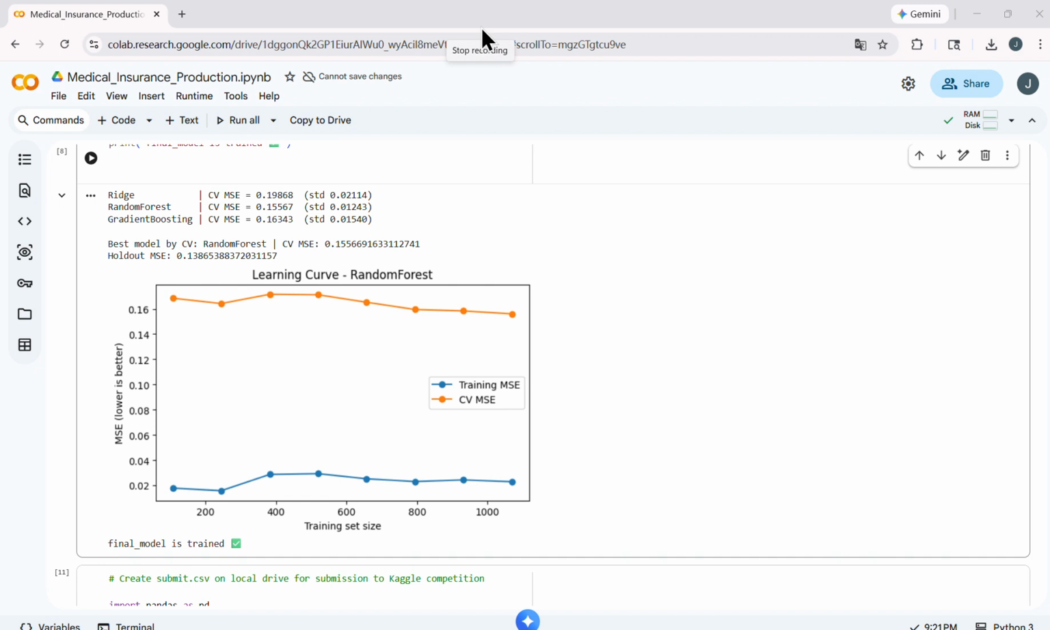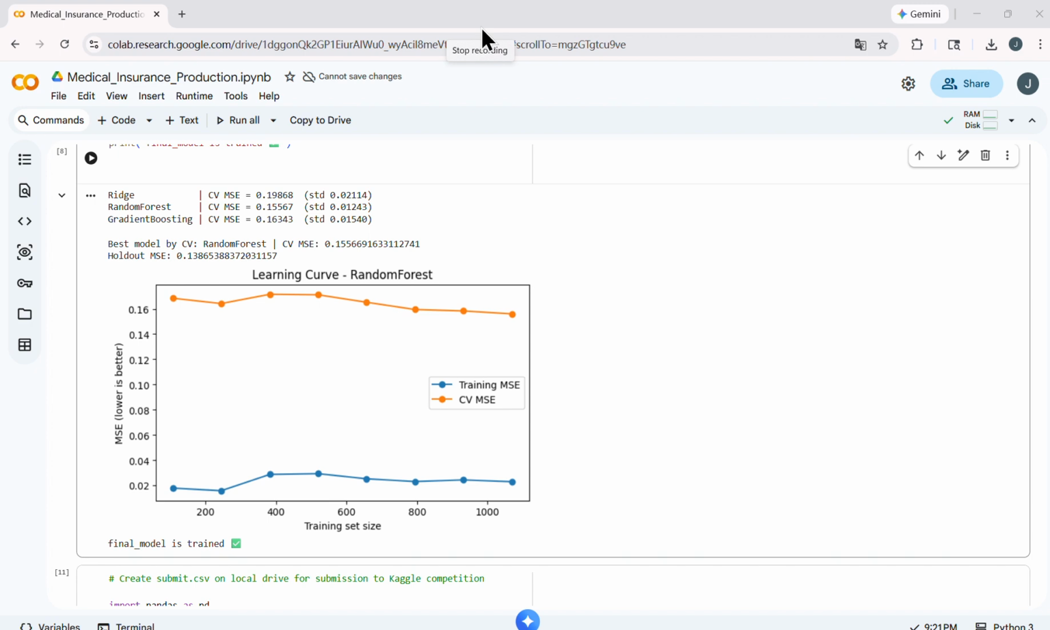To improve performance, I first examined the distributional properties of the target variable, medical insurance charges. The target exhibits strong positive skew with a long right tail driven primarily by high-risk individuals, especially smokers. Since MSE penalizes squared deviations, extreme target values can disproportionately dominate the loss function.